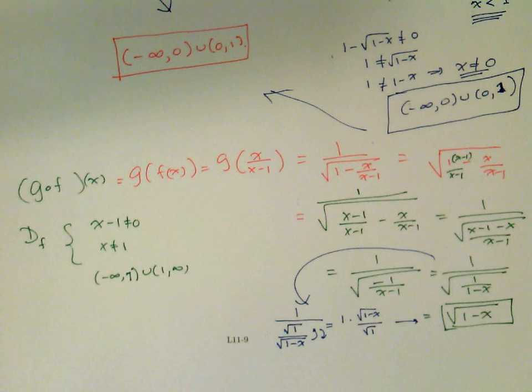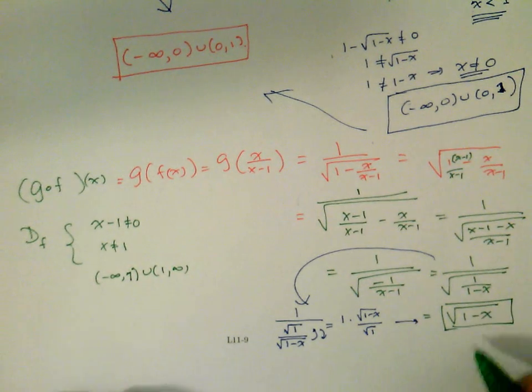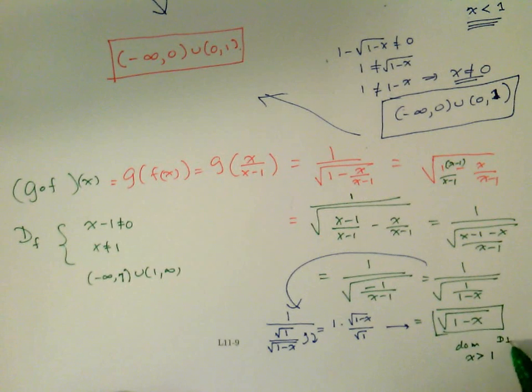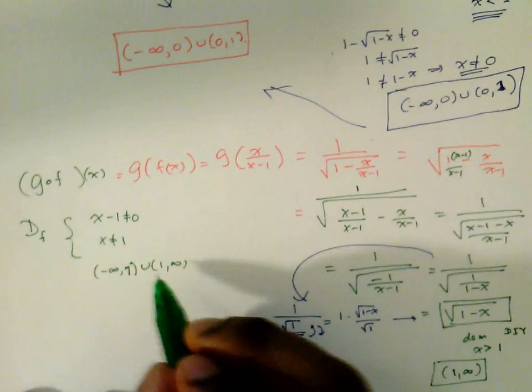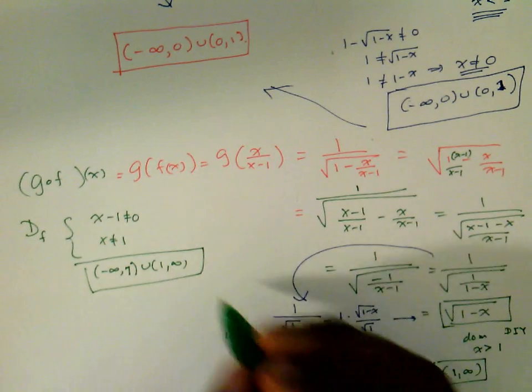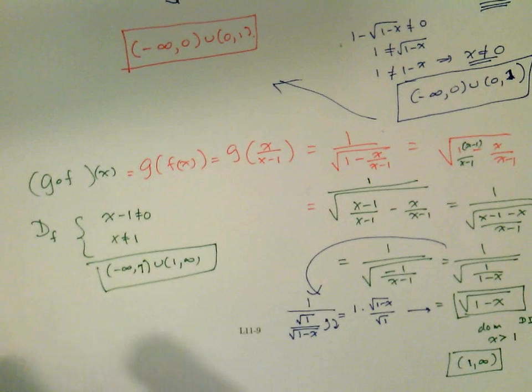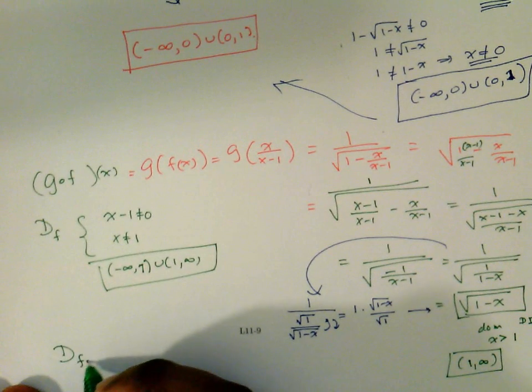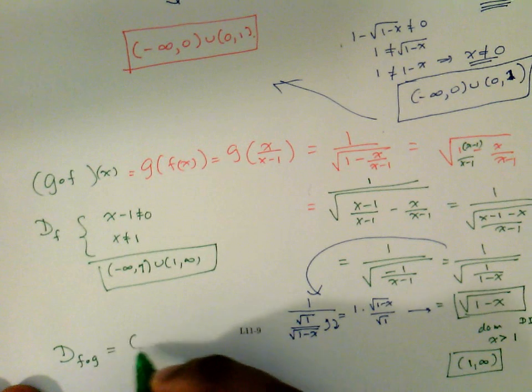Okay, so with this, the domain is x is greater than 1. You can just work it out yourself. So that would be 1 to infinity. That domain is 1 to infinity. This domain is negative infinity to 1, and then 1 to infinity. Use colors or use logic. Either way, you should end up with the domain of f of g being 1 to infinity.